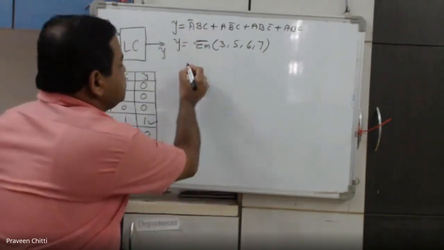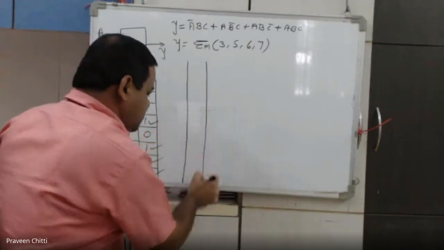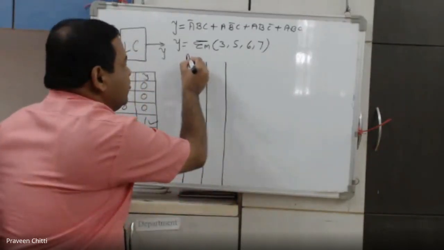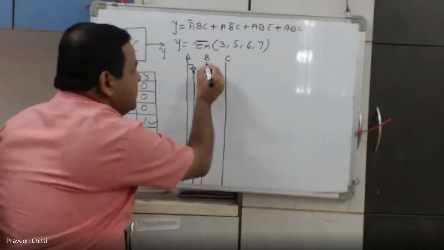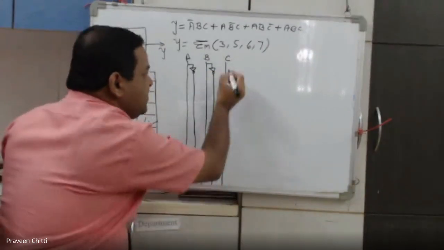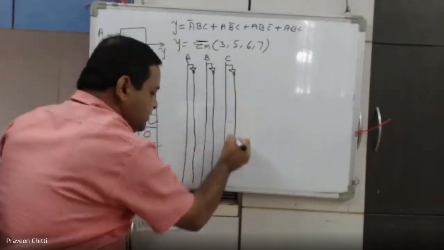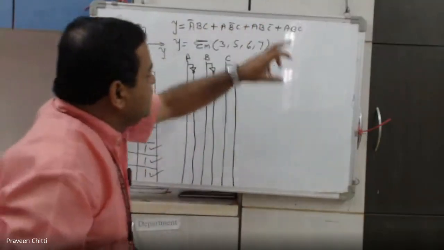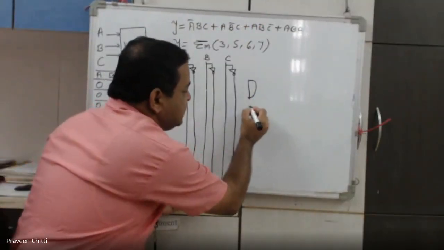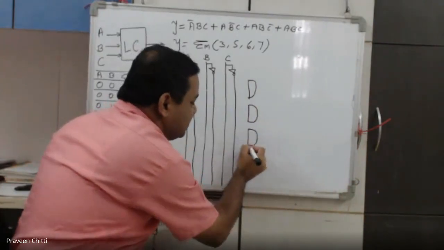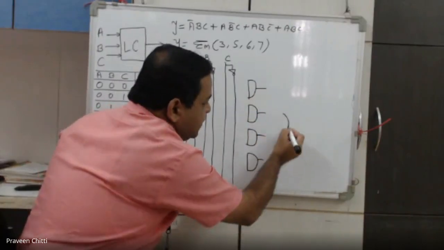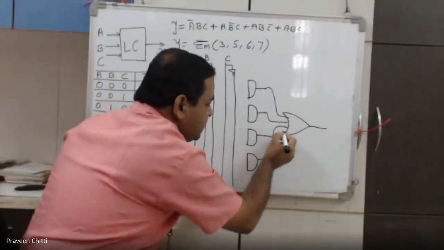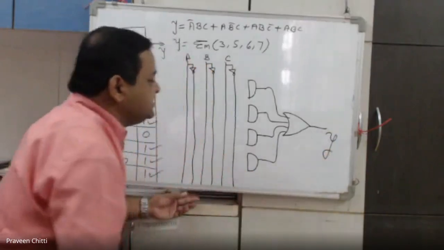If I want to implement this equation as it is, what do I need to do? How many inputs are there? 3 inputs, A, B, C. Then we need A bar, B bar, and C bar. How many product terms do we need? Those many AND gates we have to use: 1, 2, 3, 4. The outputs of these 4 AND gates go to an OR gate, where you get the output function Y.